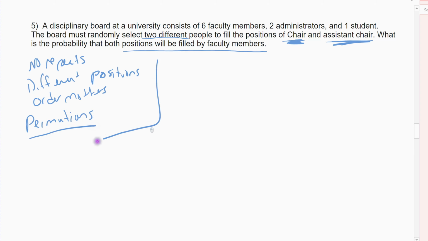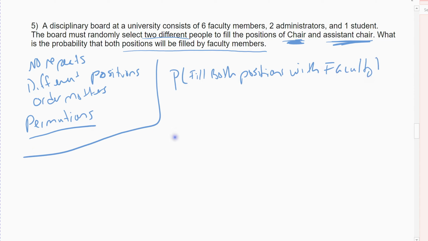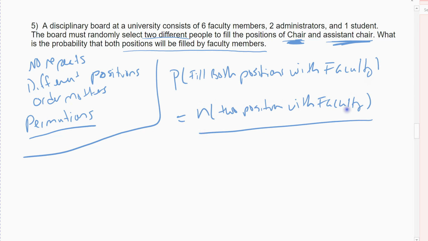All right, so we're looking for, there's what we pick out from the problem. So we want the probability that we fill both positions with faculty. Well, it would be the number of ways to fill in two positions with faculty, over my universal set, filling out the positions with anybody. They could be anybody, faculty, administrator, or the student.